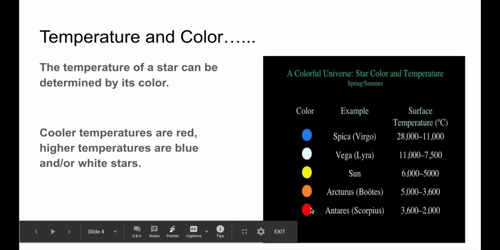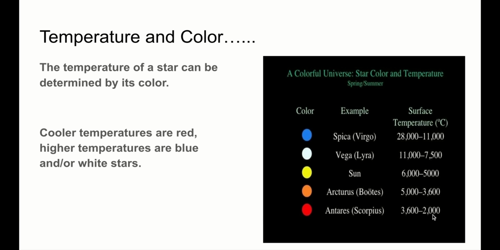So if you see a star such as Antares, you know that it's a red giant, but it's also going to be a bit of a cooler star. Surface temperature is quite less than that of our sun.